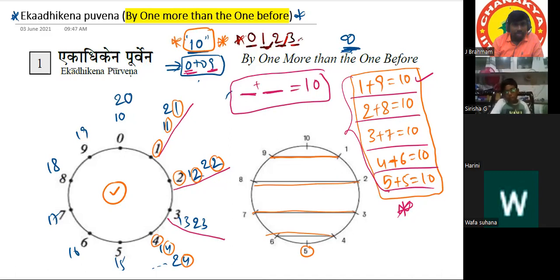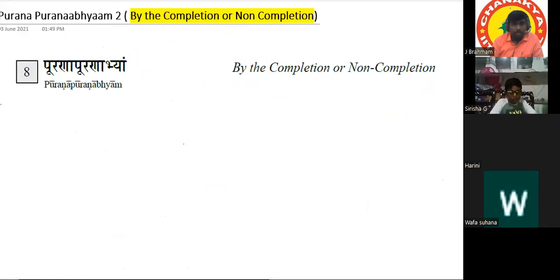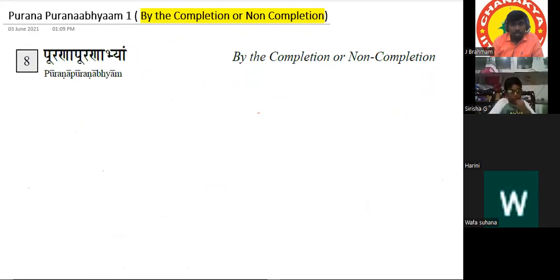The next sutra is Purana Apuranabhyam. This one is completed. Next sutra, Purana Apuranabhyam. The name itself is telling. Purana means completion. Apuranabhyam means non-completion. By the completion or non-completion.